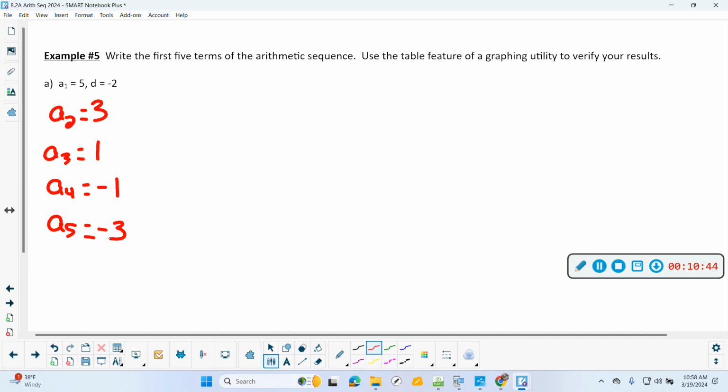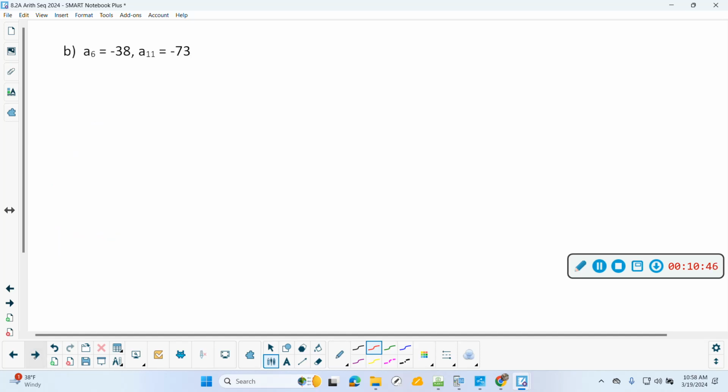Now, next one's going to take a little more work. Because, 1, they have a gap, meaning you go from the 6th term to the 11th term. And we don't know the common difference. So we got to do a little bit of investigating here. Not hard work, but we got to kind of think our way through this problem.